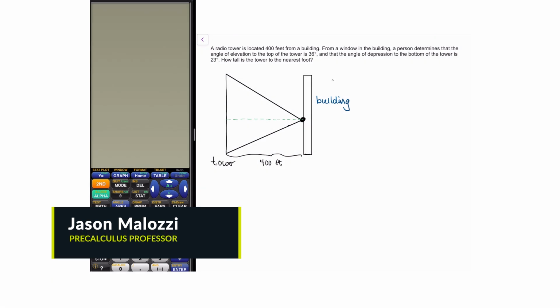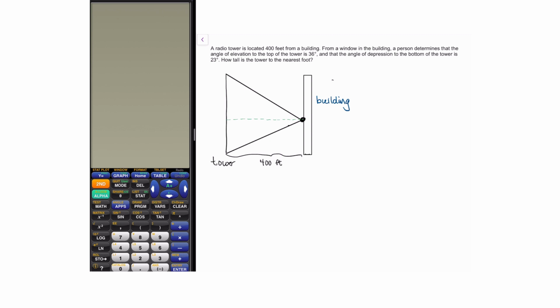What we're going to do in this video is solve an applied problem that uses right triangles to model the situation. In this case, we have a radio tower that is located 400 feet from a building. The building is the rectangular picture on the right, and the tower is the vertical line on the left. I know I didn't get too fancy there. From a window in the building, a person determines that the angle of elevation to the top of the tower is 36 degrees, and that the angle of depression to the bottom of the tower is 23 degrees. How tall is the tower to the nearest foot?